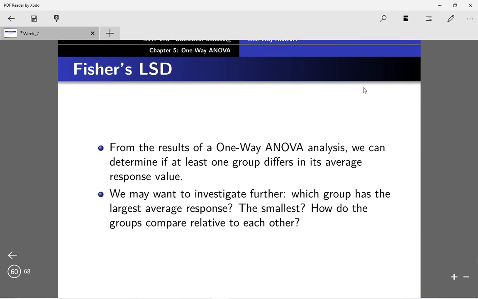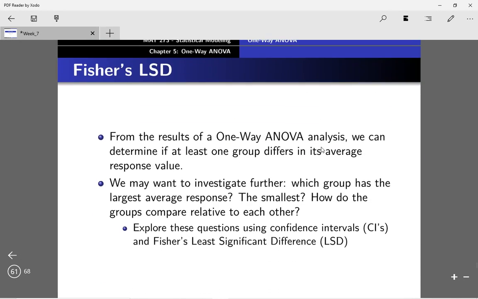So from the results of this, we determined that at least one group differs in its average log survival across the different cancer types. But naturally, we want to know which cancer type has the worst survival, and which one has the best survival. So how do we do that? ANOVA doesn't directly allow us to do that, but there's an analysis approach called Fisher's least squares difference, LSD. And Fisher is the same guy who came up with the rule of thumb for why we compare to 0.05.